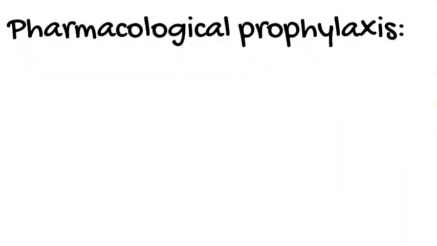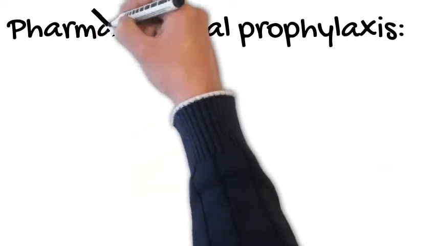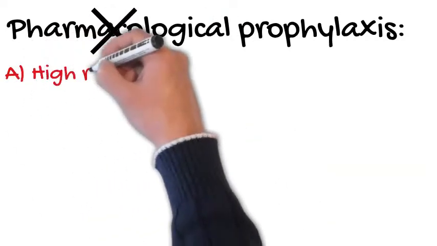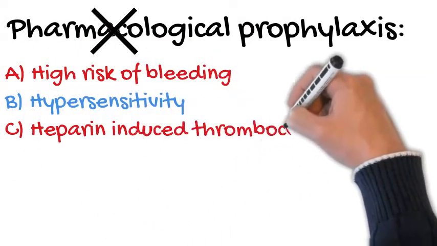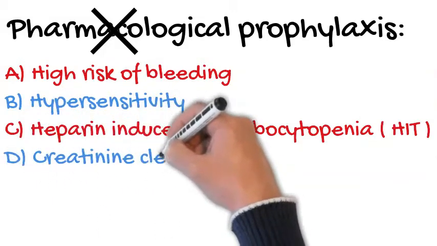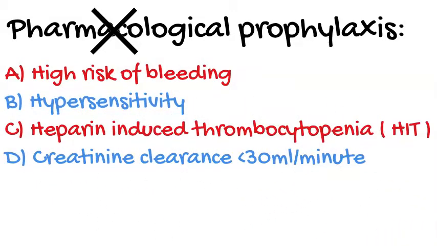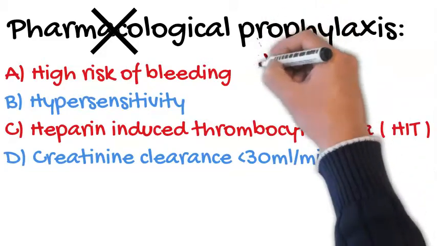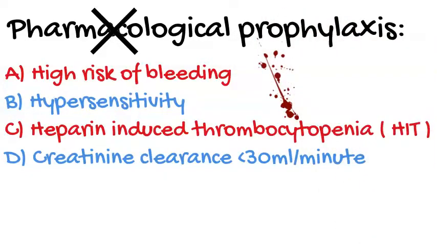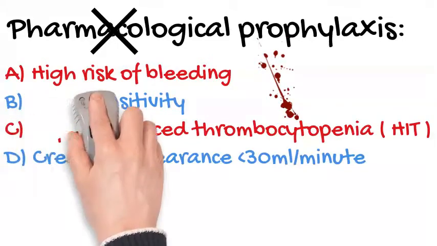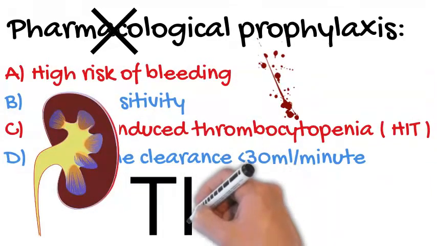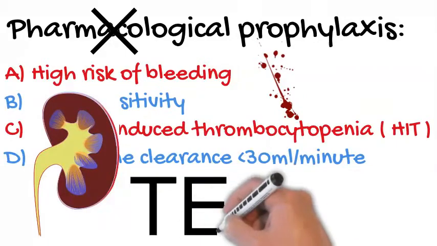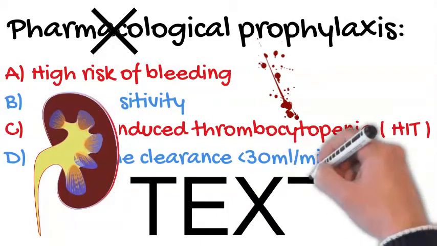Pharmacological prophylaxis is contraindicated in patient who has high risk of bleeding, hypersensitivity to agents used in pharmacological prophylaxis, history of or current heparin-induced thrombocytopenia, and D. Creatinine clearance less than 30 ml per minute. Mechanical prophylaxis can be used as a standalone or in combination with pharmacological prophylaxis in patient who has no contraindication.